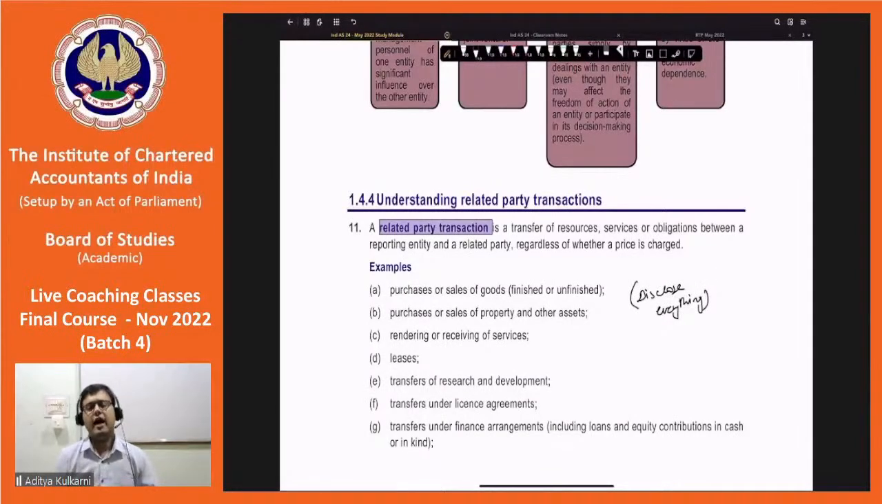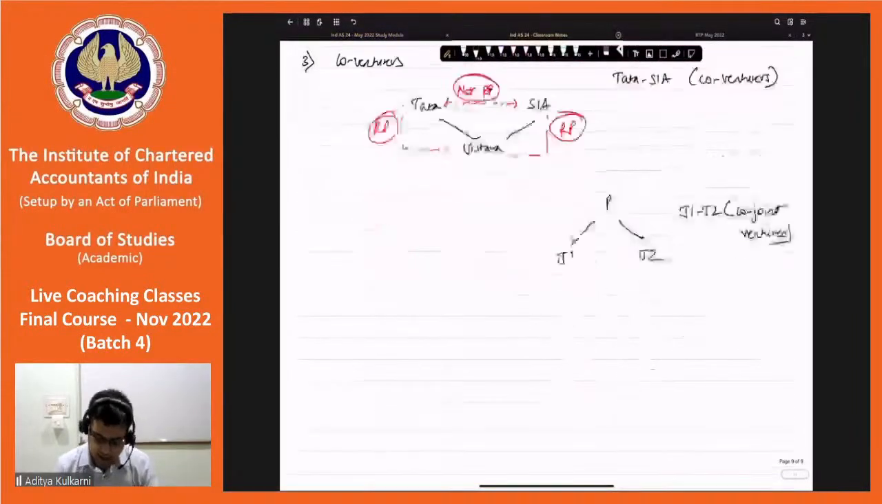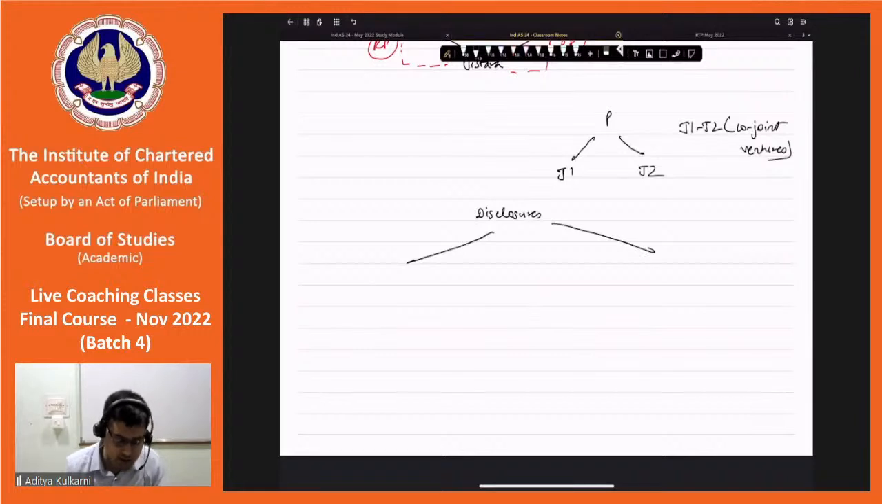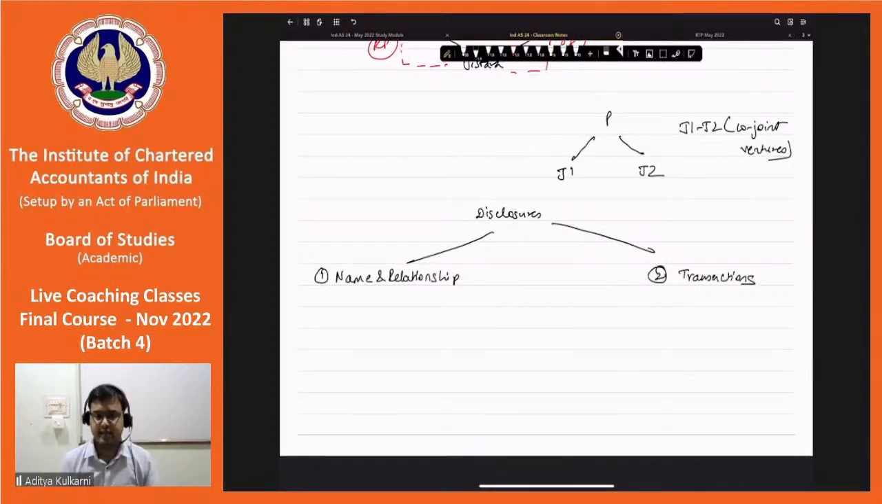Disclose everything. Whatever you do, you disclose everything. So the disclosures in a related party transaction report can be classified as follows. First, I will disclose the name and relationships. And the second one is disclosure of transactions.